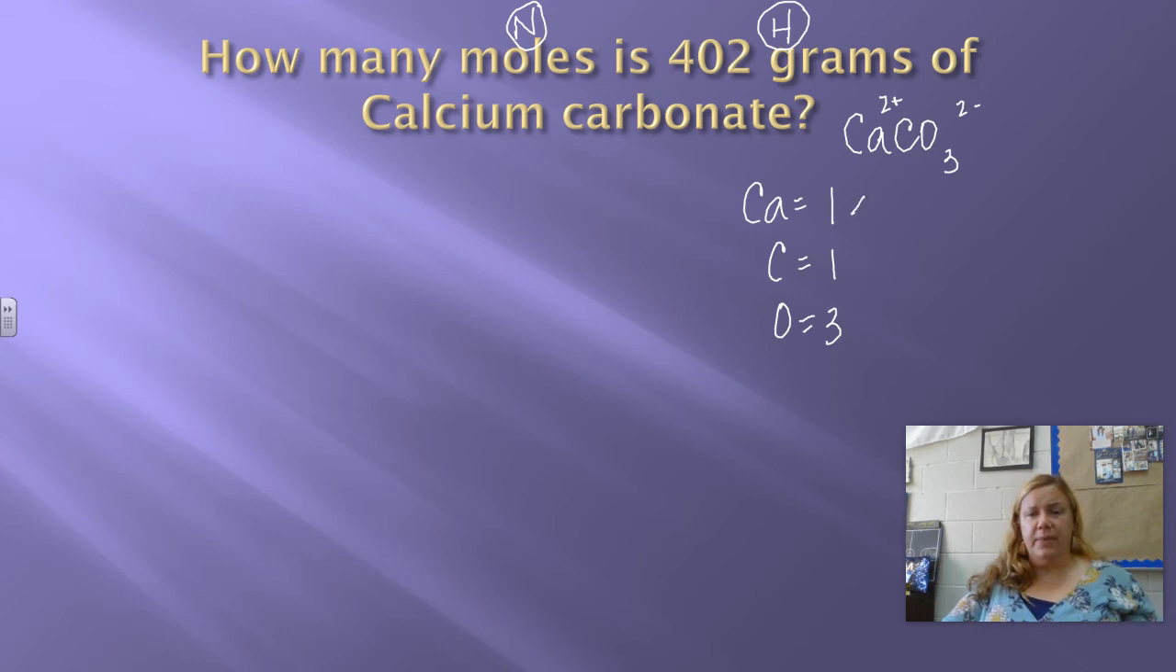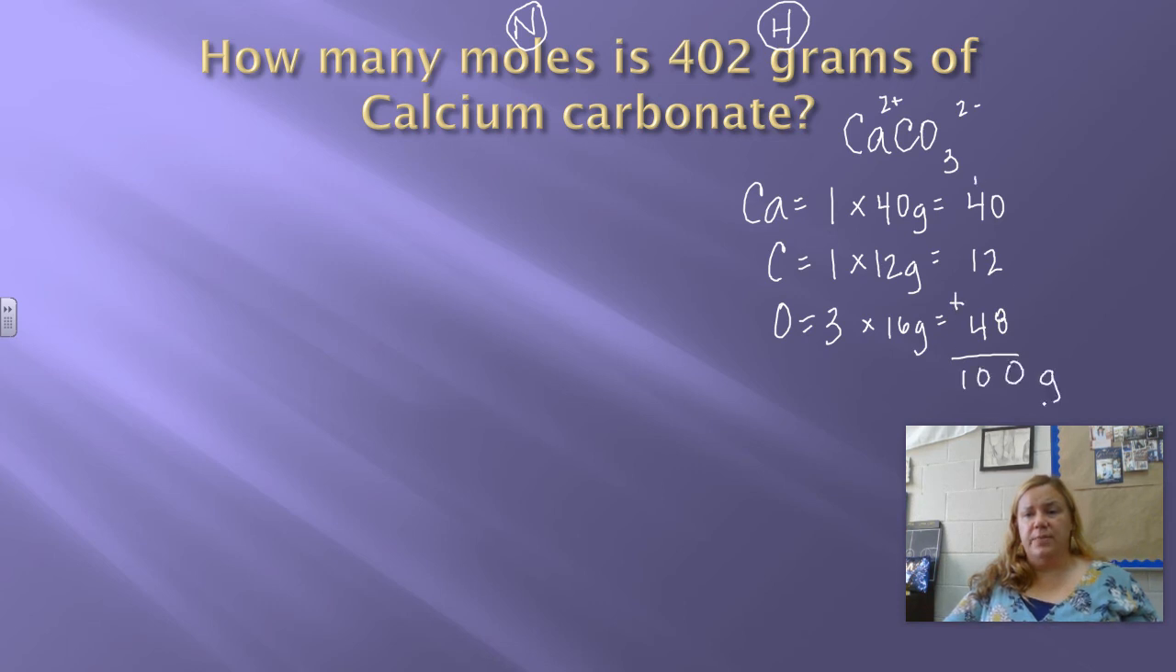Now if you look at calcium, calcium weighs 40 grams approximately, and carbon weighs 12 grams. And I'm getting this from my periodic table, the average atomic mass on my periodic table. So I have 40 plus 12, and then 3 times 16 is 48. So if I add all those together, I'm going to get a nice even 100 grams. How beautiful is that? So now I need to convert, and I have 402 grams of calcium carbonate, and I want to determine the number of moles.